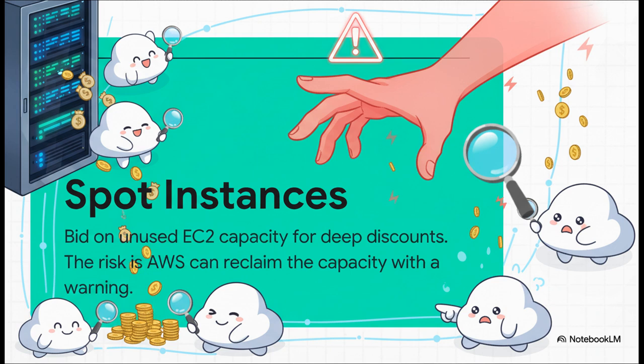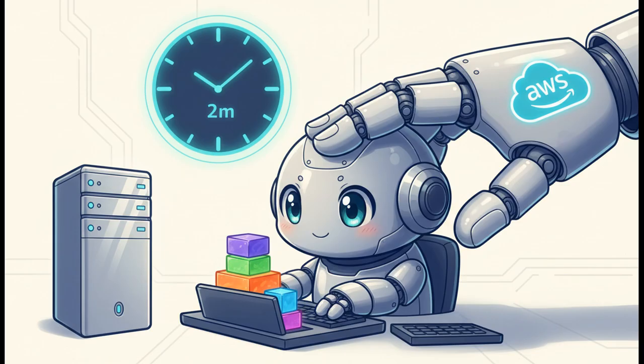But that huge discount comes with one very important catch. And here it is. This is the risk. If AWS needs that capacity back for, say, a full-price on-demand customer, they can reclaim it at any time. They'll give you a quick 2-minute warning to wrap things up and shut down.